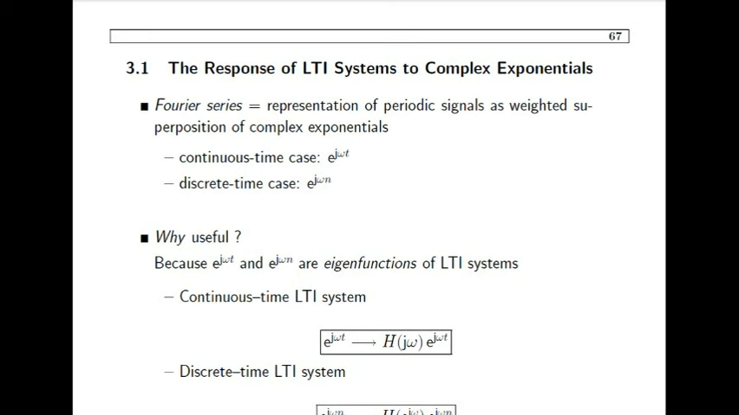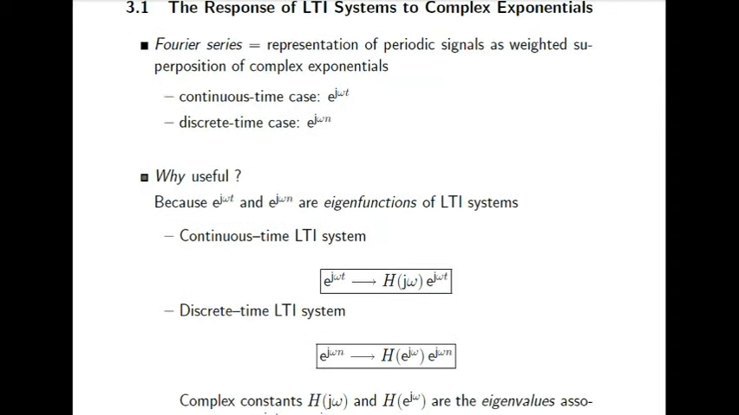Now let's see why this is useful. This is useful because e to the power j omega t and e to the power j omega n are eigenfunctions of LTI systems. Eigenfunctions are quite useful things when you know about them, but in this course you will not need anything about them. You just remember the name here. It will not be used afterwards. It comes from the course linear algebra, so don't worry about it.